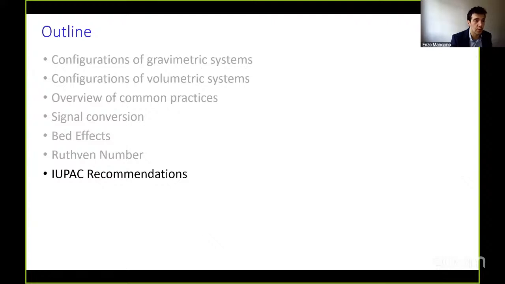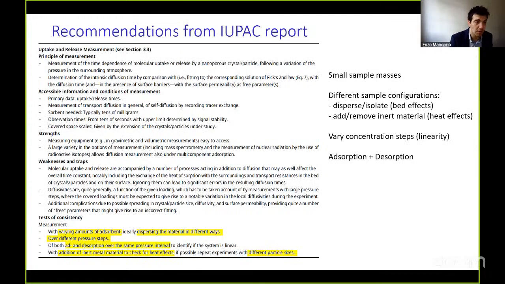Finally, I will conclude with a summary of the IUPAC recommendations, which I listed at the beginning and went through during the presentation. Here I report directly what is in the report that we published. At the very end, you will find a series of tables, one for each experiment. This one concerns the gravimetric and volumetric, so the uptake measurements. I highlighted the wording that we use in the paper and what it corresponds to in practical terms. Use the smallest amount of sample possible, change the sample configuration, so disperse and isolate, and change the bed configuration, use rock wool and so on, to check for bed effects.